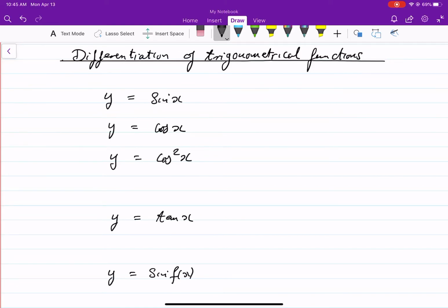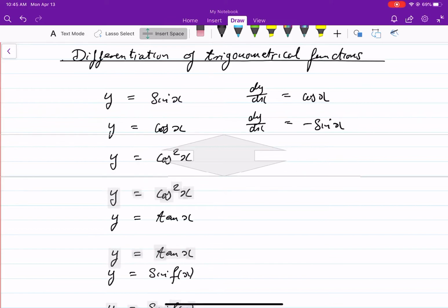If y is equal to sine x, you're allowed to quote that dy dx is equal to cos x. If y is equal to cos x, you're allowed to quote that dy dx is equal to minus sine x. When you differentiate the sine function, you get cos. When you differentiate the cos function, you get minus sine. Don't mix them up. Okay.